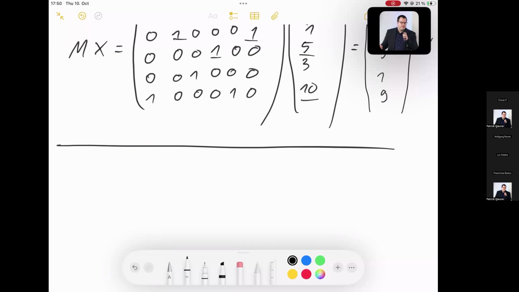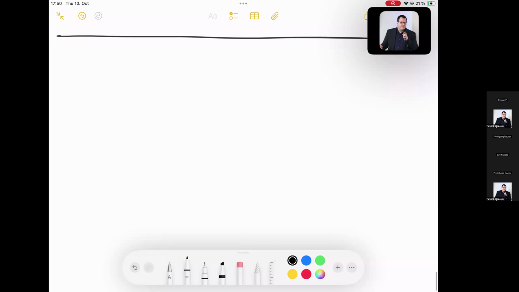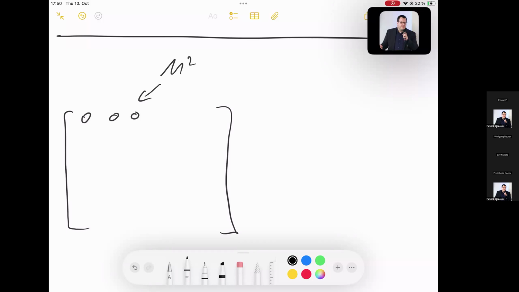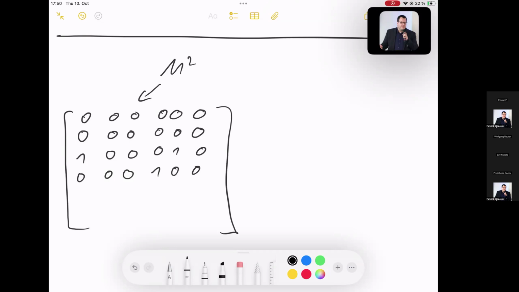I'll just copy paste here m squared. M squared is the following matrix that we got from the slides. So all zeros, the first 2 rows, and then 1, 0, 0, 0, 1, 0. And feel free to do these matrix multiplications at home for your revision to see if you can also derive them.